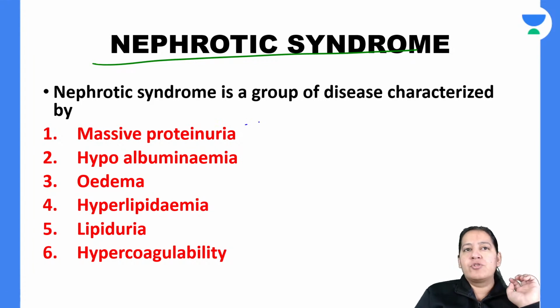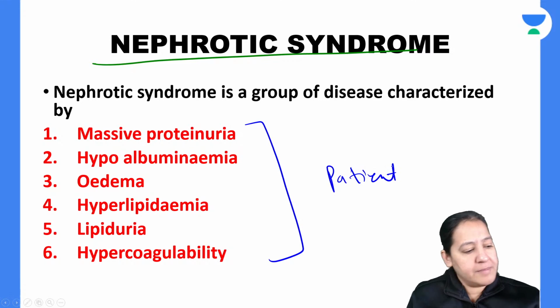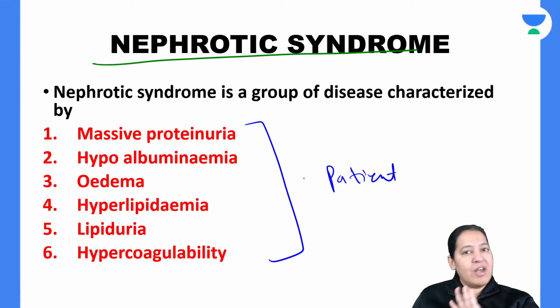In nephrotic syndrome, a patient will come to you and complain of 6 things together. Not 5. 6 complaints given by the patient. What are the 6 complaints? Number 1, there is no hematuria. Patient will not have blood in urine.